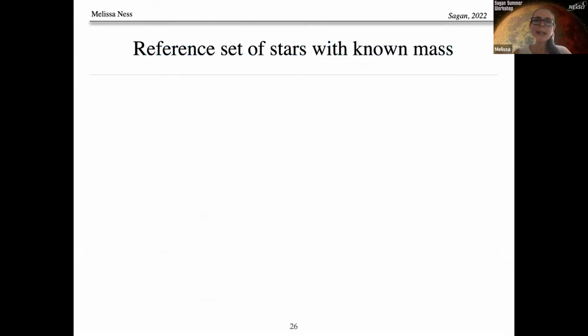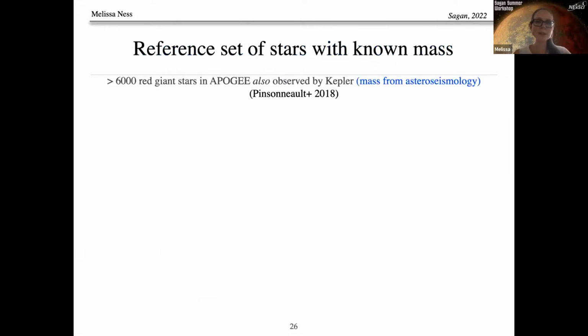How do we do this? We need a reference set of stars with known mass. We have about 6,000, and we had at the time, red giant stars in APOGEE that are also observed by Kepler. So their mass is available from asteroseismology. And we use these to create a data-driven model.